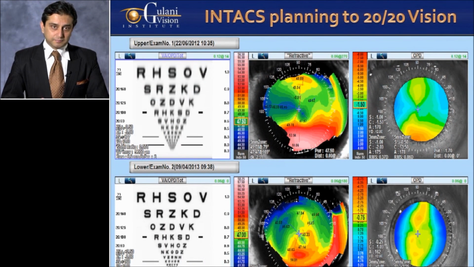Going to another case. Here are patients with intacts where you can plan the entry so well now that you can literally manipulate the shape of the cornea going in with the intact. Remember, intacts are not just to be put into the cornea to arrest the cone, if you may, or flatten it. Take advantage of the fact that with intacts you can actually use a thicker and a thinner ring.